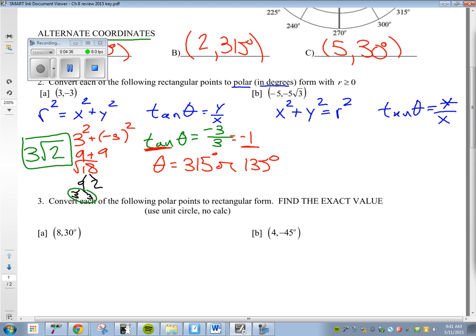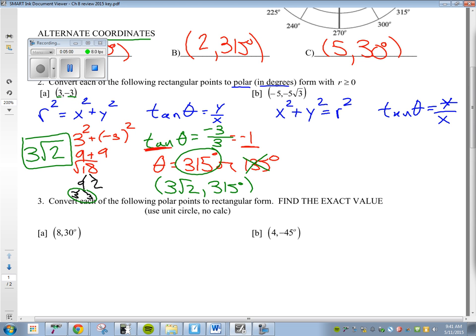I need to make a decision. Which one is it? Which one of those 2 has a positive x and a negative y? 315. Positive x because I went right and down. So my answer for this one is 3 radical 2, comma 315 degrees. Questions there?